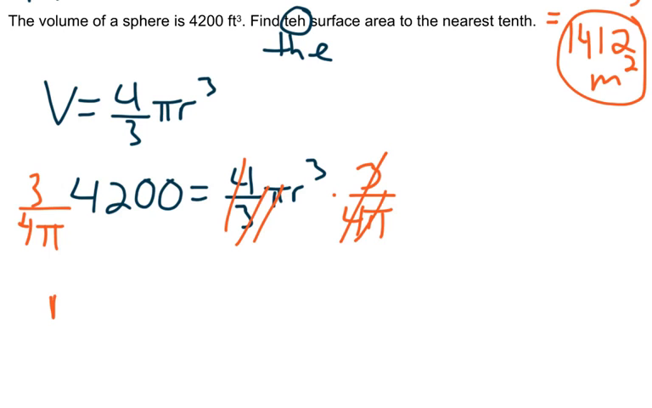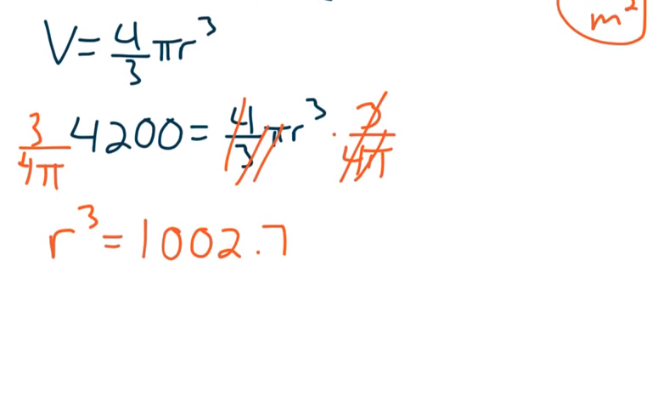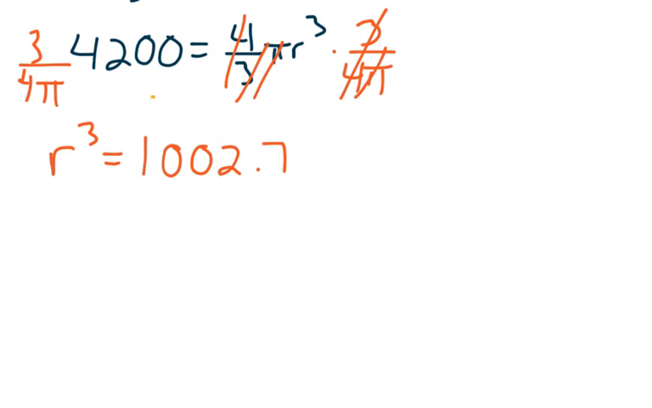So therefore, r cubed is equal to 3 times 4,200 divided by, in parentheses, 4 pi. Notice it does say to the nearest tenth, so let's keep it accurate. You should have got 1002.7. And again, that's not what r is equal to, that's what r cubed is equal to. So the way we get rid of that cube is we hit the math button, and then we cube root it to cancel it out.